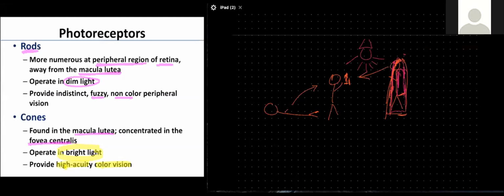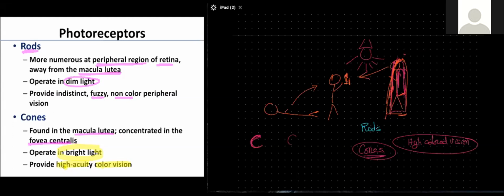So who was operating in the dim light, in low light condition? It was my rods. They did provide me with a non-colored fuzzy picture. Compared to when I turn on the light, who is going to be operating now? It's going to be my cones. And if the cones are operating, they will be providing me with a high acuity colored vision. So I can see the details. I can see that this is a coat hanging behind the door of my room, not a person staring at me.